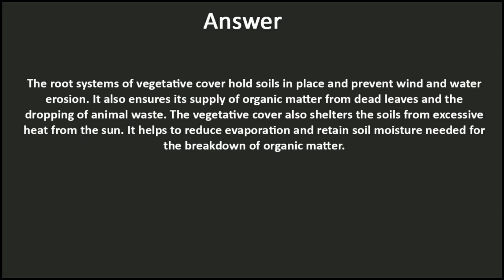The root systems of vegetative cover hold soils in place and prevent wind and water erosion. It also ensures a supply of organic matter from dead leaves and the dropping of animal waste. The vegetative cover also shelters the soils from excessive heat from the sun. It helps to reduce evaporation and retain soil moisture needed for the breakdown of organic matter.